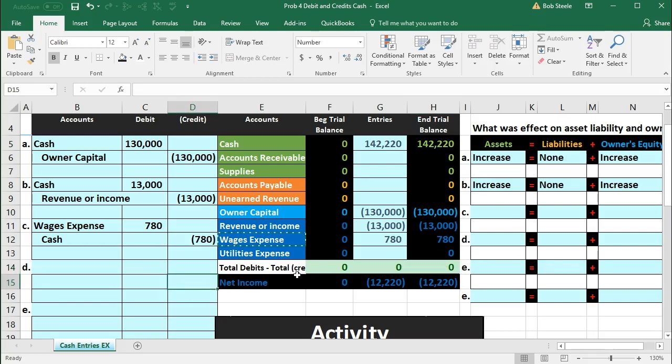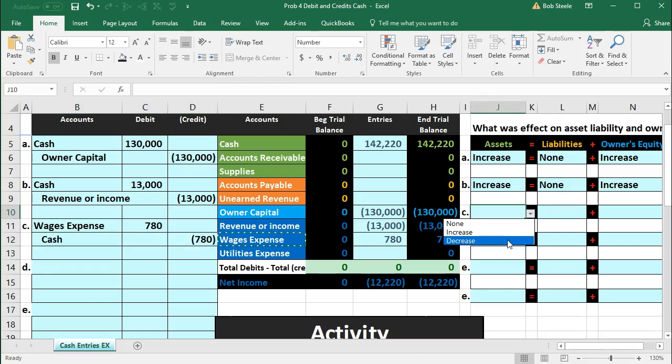Now we'll go ahead and post this transaction, see the activity to the accounting equation. So we can take a look at assets. We know that assets, we see that cash has gone down and therefore assets will decrease because cash is an asset and it went down.